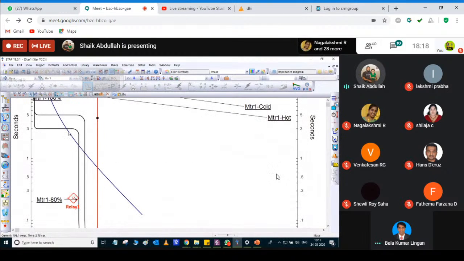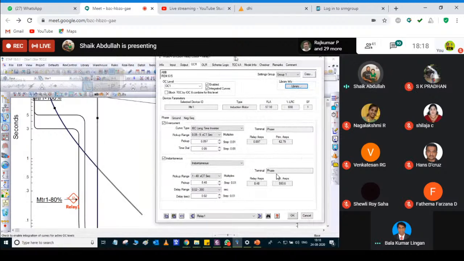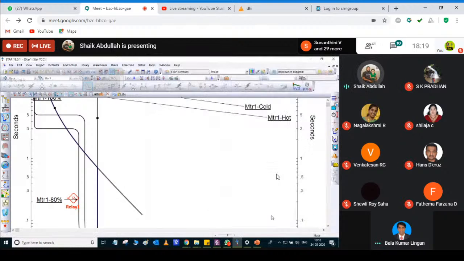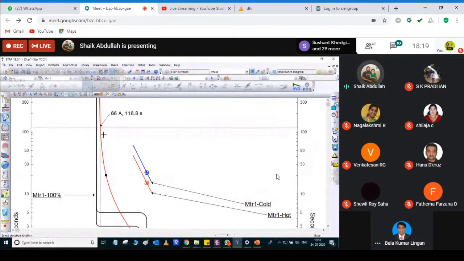In LV, it is automatically integrated together, but in medium voltage you have the responsibility to integrate these curves, and you have to block your time overcurrent. This is the IDMT time overcurrent, blocked by your instantaneous overcurrent. That means that after this point, your time overcurrent will not operate. Instead, your instantaneous will come into action. So that's why I am going to block that one. Then the curve shape will be changed. So your current will be going like this.